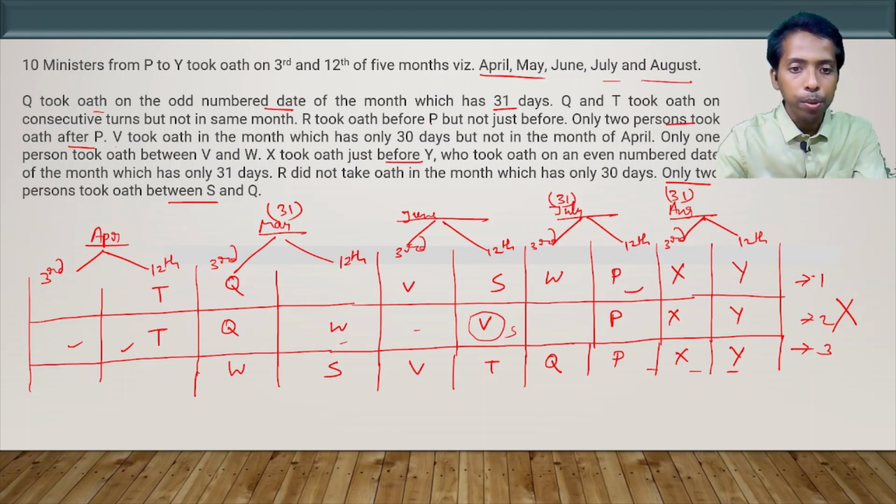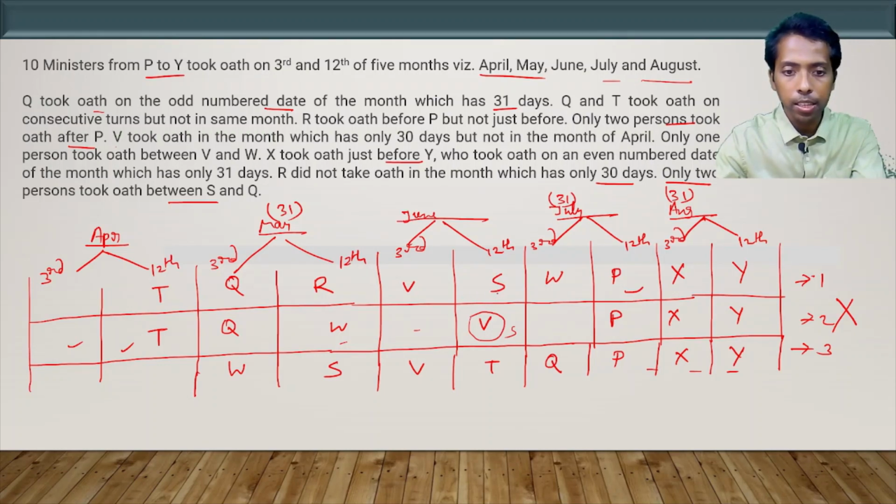R took oath before T but not just before, and R did not take oath in the month having 30 days. Okay. So here two places left in the same month, that is April, that is having 30 days. So R cannot come here in this place. And in the case 1, yes, only one place left for R, that is it, 12th of May, right?